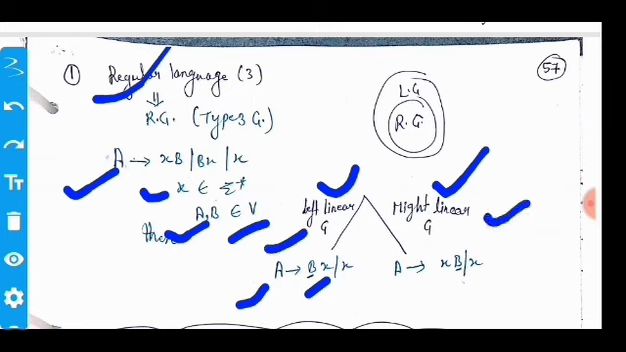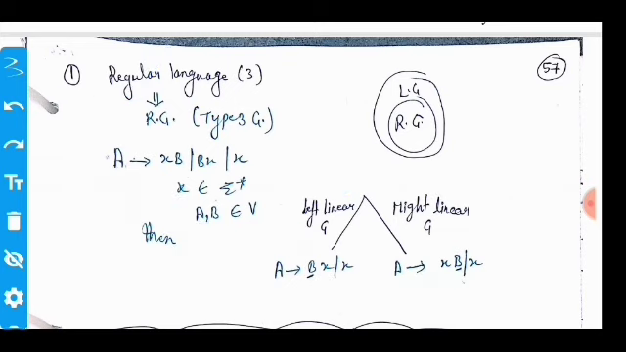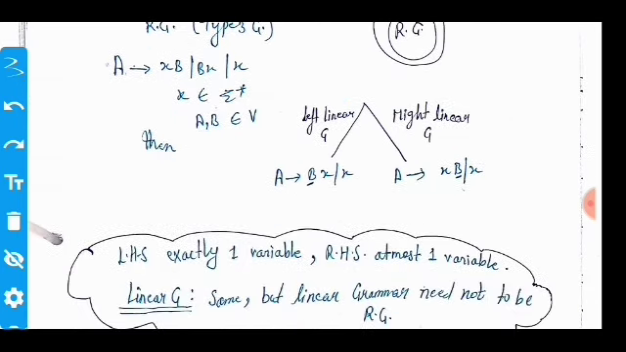Now move on to right linear grammar. Here, the production rule is A → xB or x. Here B is on the right-hand side of the terminal, so it is called right linear grammar. In short, we say a grammar is linear when the left-hand side has exactly one variable and the right-hand side has at most one variable.